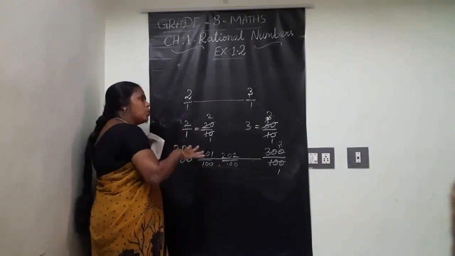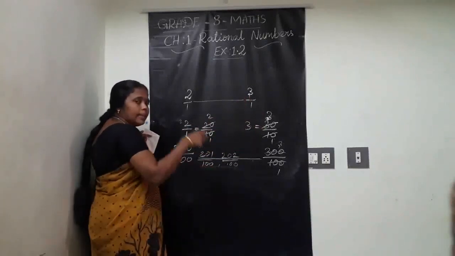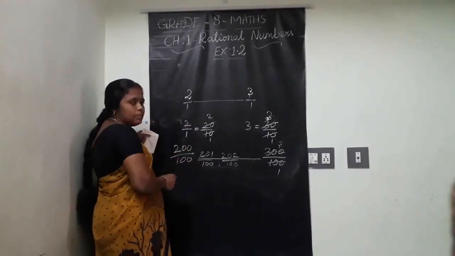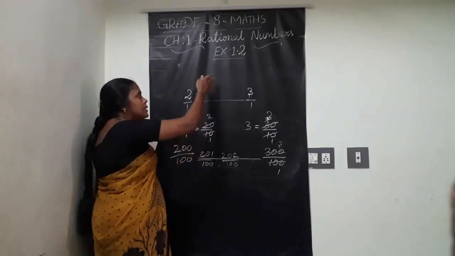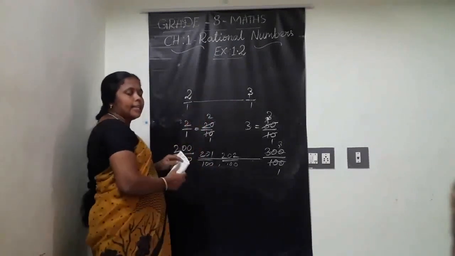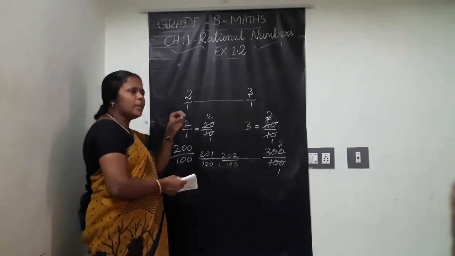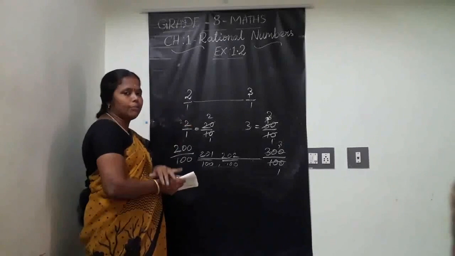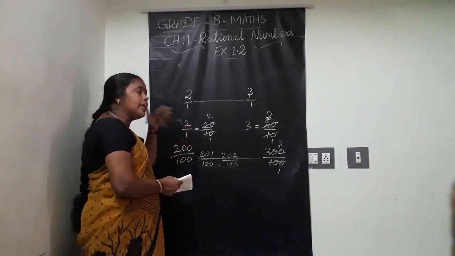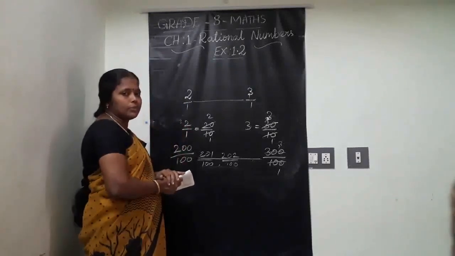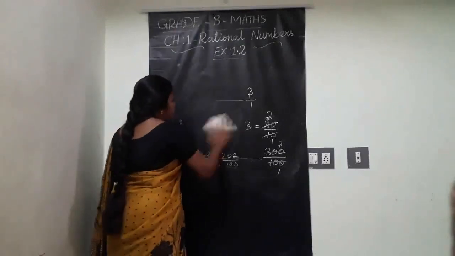Clear? So if you go like this, if you extend the numbers, we can take a lot of rational numbers between any two rational numbers. This is the difference between rational numbers and the previous categories, natural numbers and integers. In the case of natural numbers and integers, we can find only a few numbers in between. But if you consider rationals, we can take a lot of rational numbers between any two rational numbers. Clear children? Very important 1 mark.